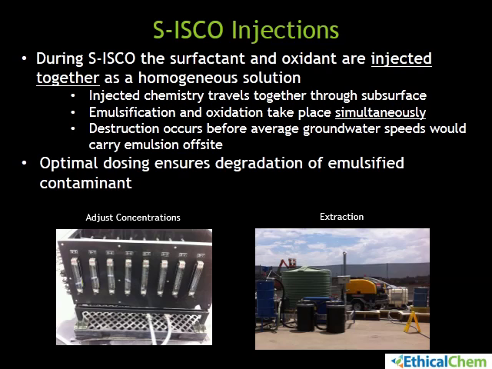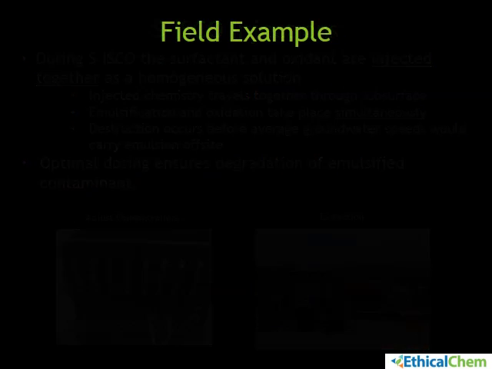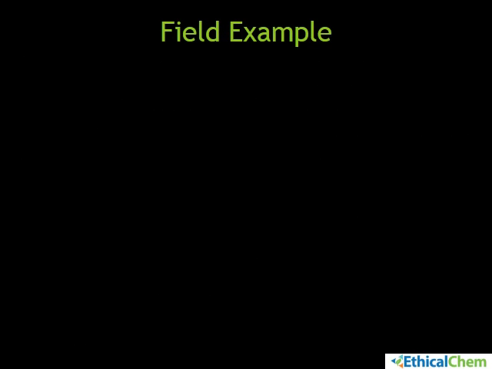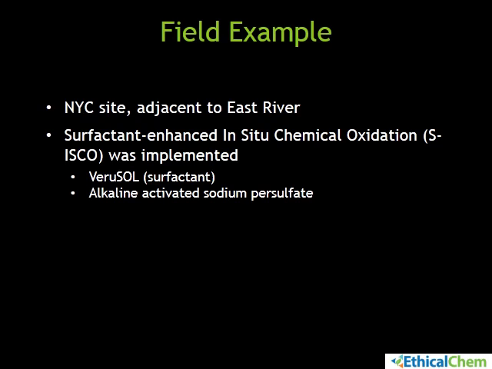EthicalChem technologies have never required the use of a contingency plan, however, because chemicals and contaminants have always remained within the designed treatment area. Here is a field example where extensive on-site monitoring took place during a S-ISCO project. This coal tar site was located in Queens, New York, adjacent to the East River. S-ISCO was implemented with Varisolv surfactant and alkaline activated persulfate.